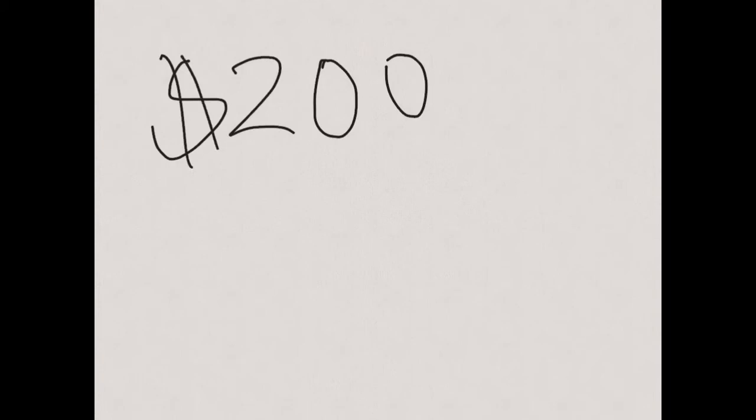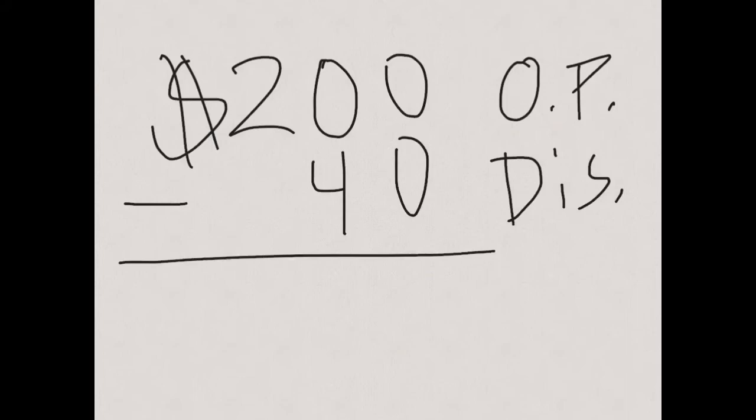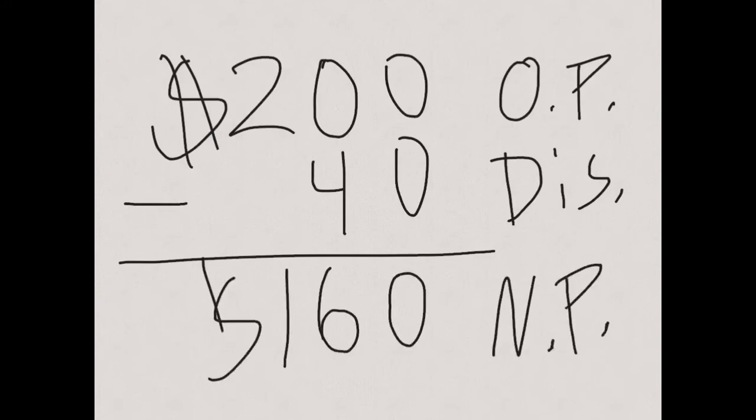Now, here's my $200 original price. I'll call it OP. I'm going to subtract my DIS, my discount, because again, a discount is savings. Maybe they have too many TVs, or they want to bring people in to buy other stuff besides the TV. There's different reasons why they offer discounts. Now, a discount is a subtraction. So 20% was $40. I subtract 40 from the original price, and my new price is $160. So again, discount.